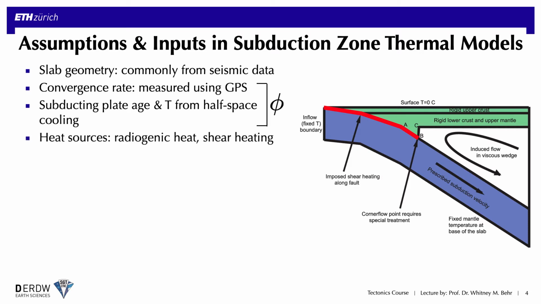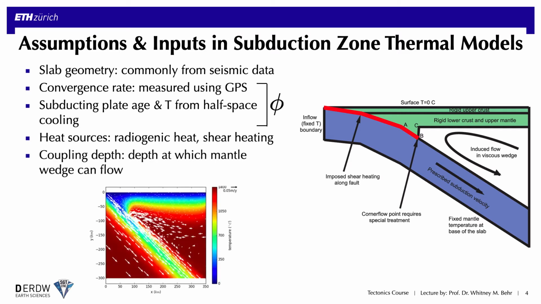Fourth, we need to know the potential internally generated heat sources. This could include radiogenic heat, especially if the upper plate is continental in origin and it sequesters radiogenic elements. And it can also include shear heating, which will be a function of how strong the interface materials are.